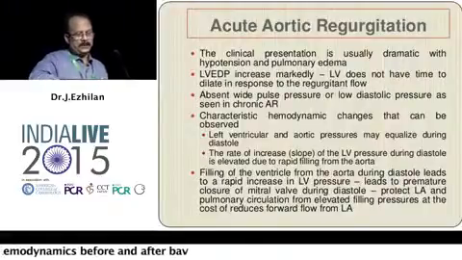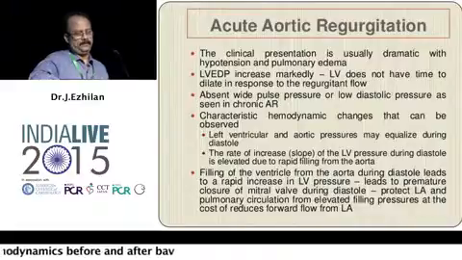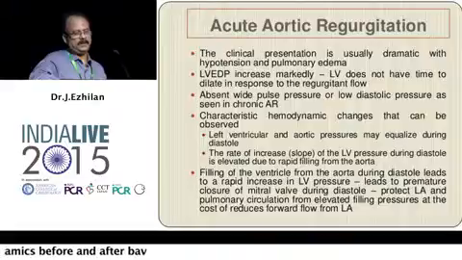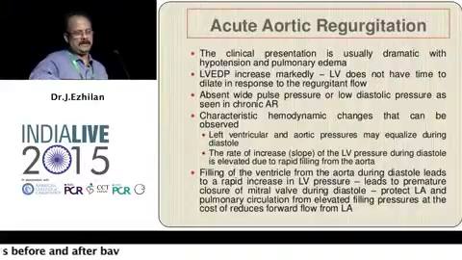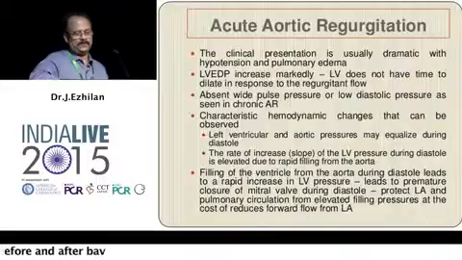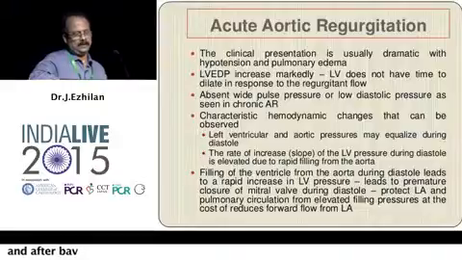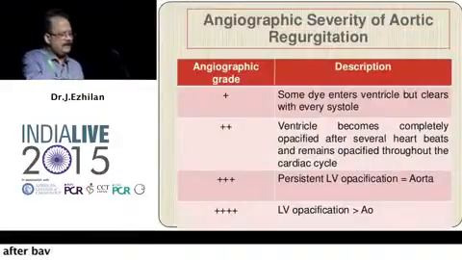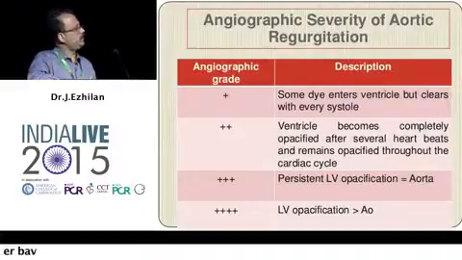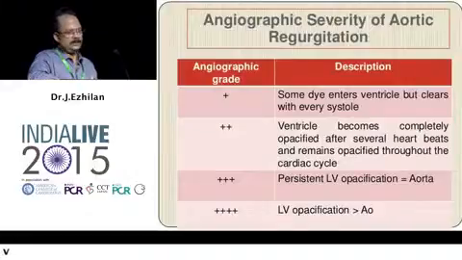In acute aortic regurgitation, the patient presents dramatically with hypotension and pulmonary edema. The LV EDP increases markedly, and because the LV has no time to respond, there is absent wide pulse pressure, which we normally see in chronic aortic regurgitation. At that time, you can do an angiography, and based on the angiographic grade, you can know how severe the aortic regurgitation is.